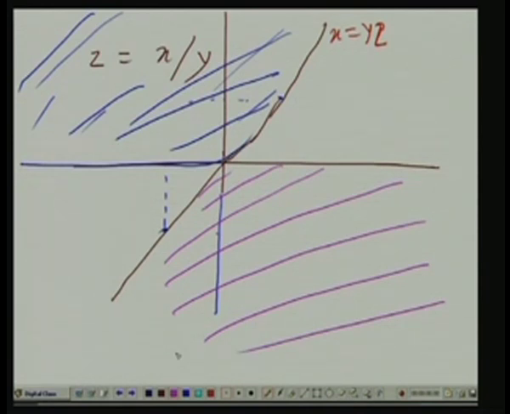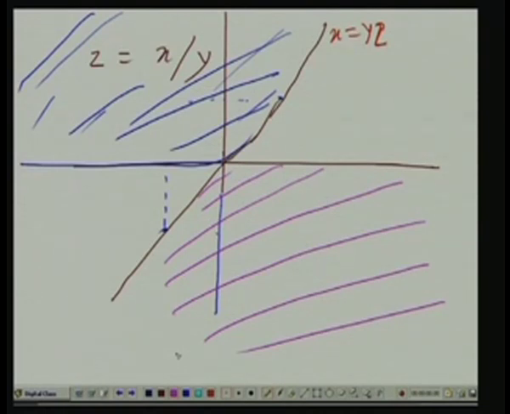So, two zones, and now I have to find out what is the probability of x and y together falling in this zone and this zone. How to do that? Let me get some space here.